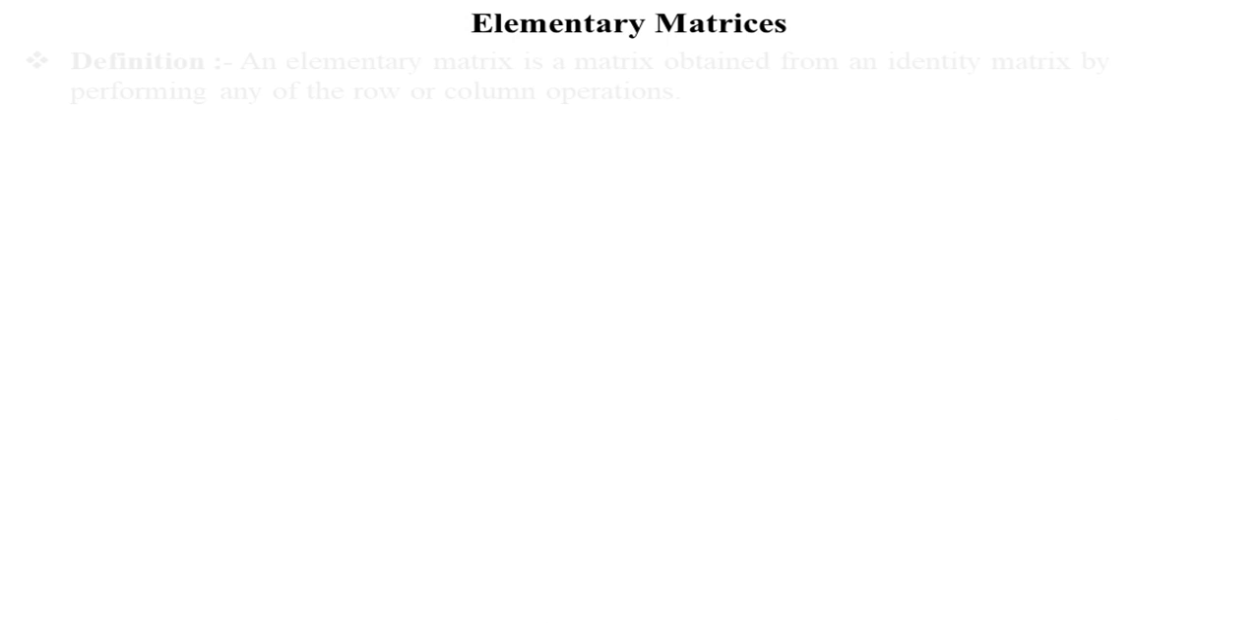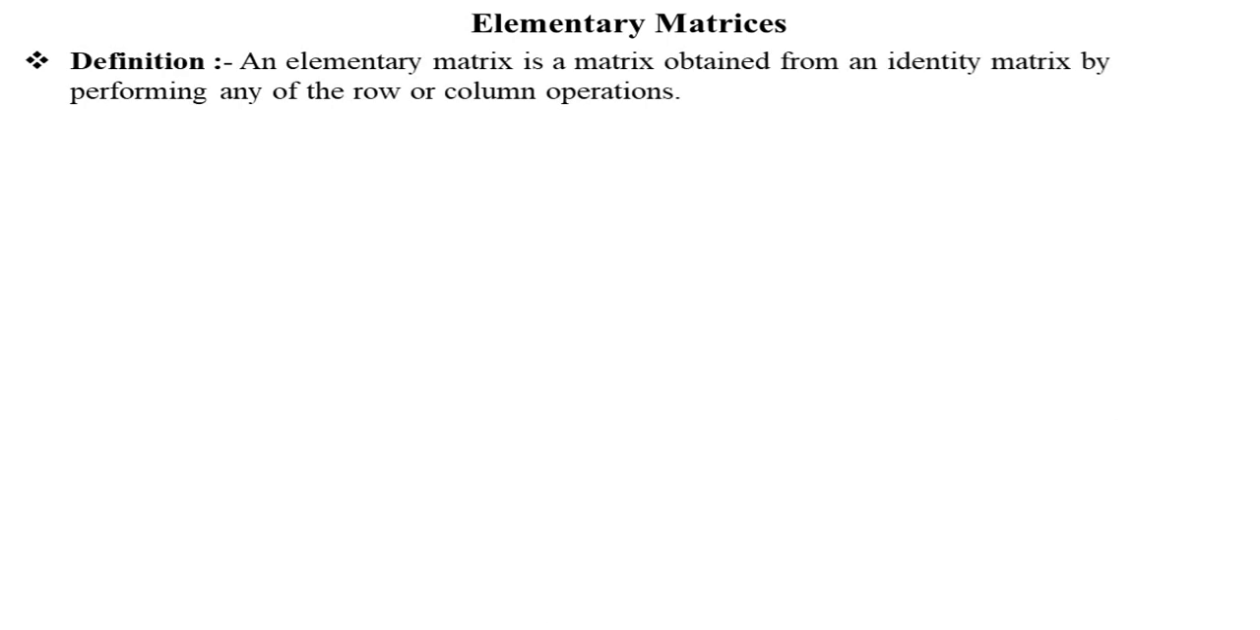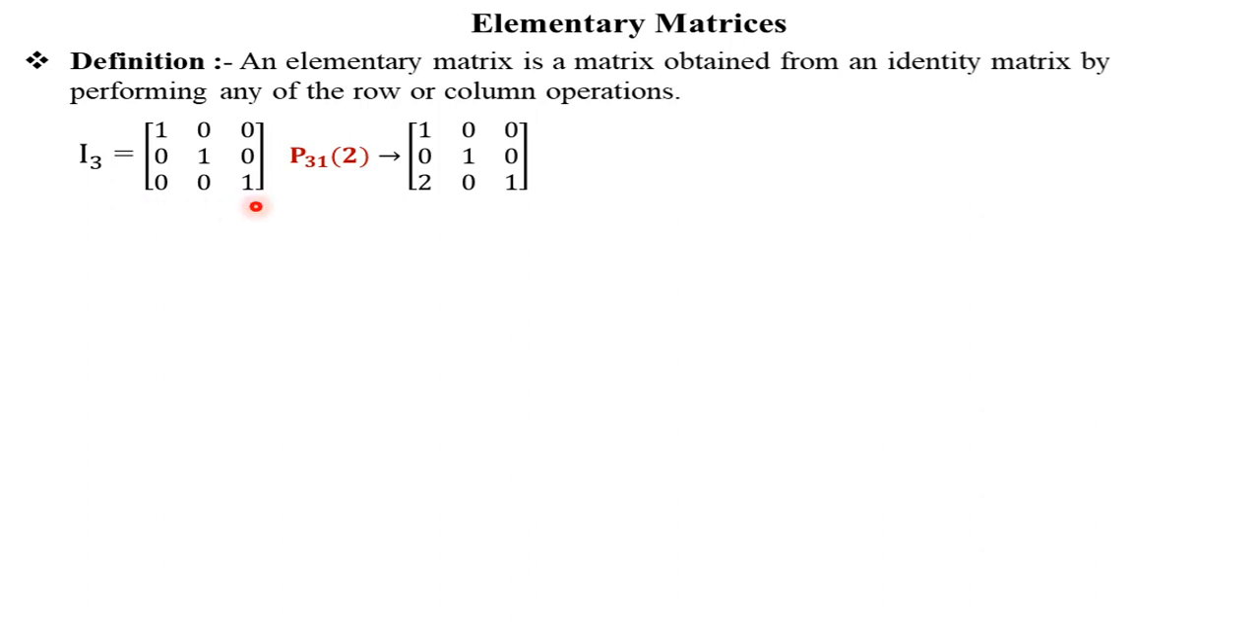Elementary matrices. Definition. An elementary matrix is a matrix obtained from an identity matrix by performing any of the row or column operations. Here is an example. I3 equal to 100, 010, 001. Here we perform the row operation P3 1 of 2, that is multiply the first row by 2 and add it to the third row. So we get the third row changed. See here, 1 into 2 plus 0 is 2, 0 plus 0 is 0 here, and 0 into 2 plus 1 is 1. So this matrix is an example of an elementary matrix.